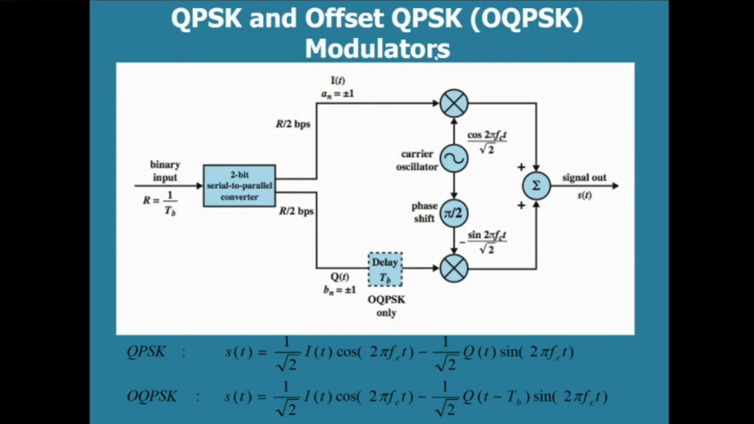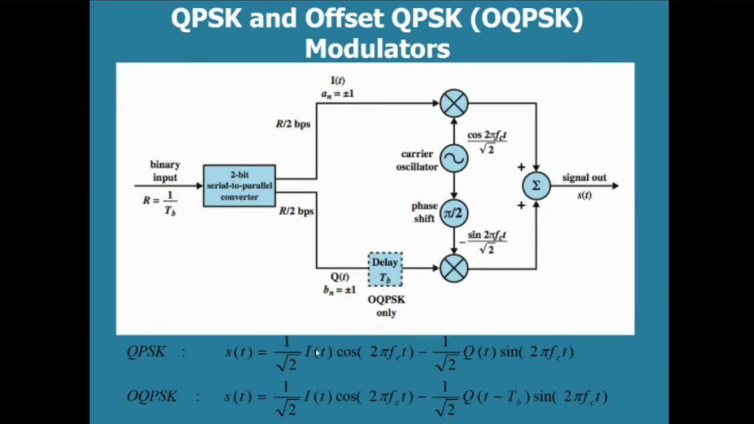Here this is your message signal, and for the carrier signal, we are going to use a carrier oscillator. An oscillator is a circuit which will produce a waveform without any input by means of internal components. So here the carrier signal is cos 2 pi fc t divided by square root 2. So it is a product modulator, right? It will multiply the signals: I of t into cos 2 pi fc t by 1 by root 2. That is your first element, QPSK.